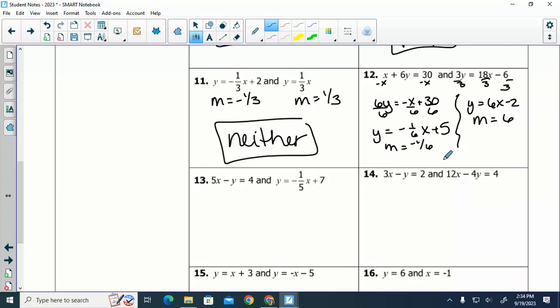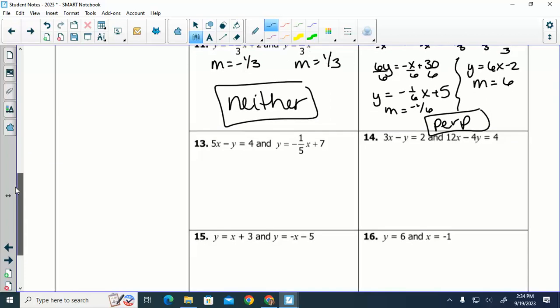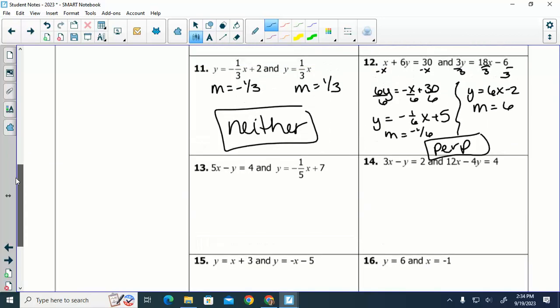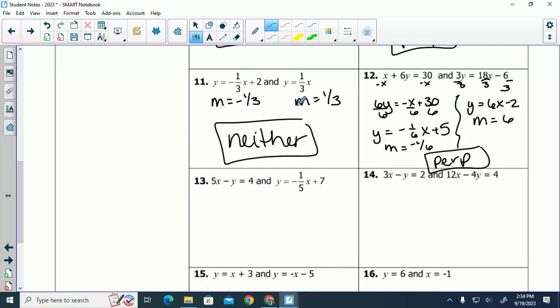So what are those? Are they perpendicular? Because they're opposite, but they're not reciprocals. One of them would have to be like a positive 3, if you have a negative 1/3, when you flip it. Because imagine there's a one. Okay.